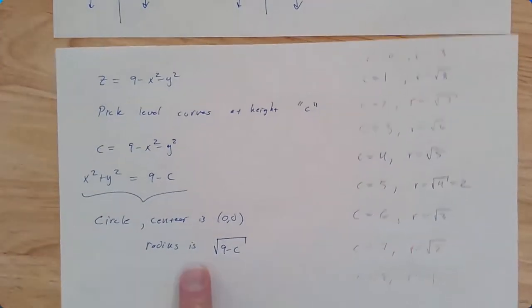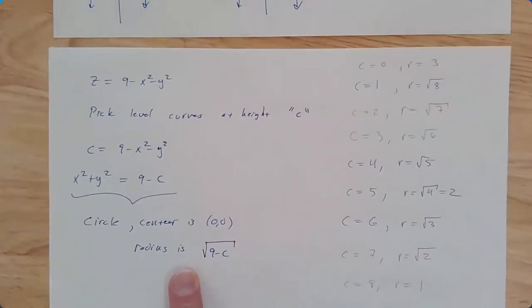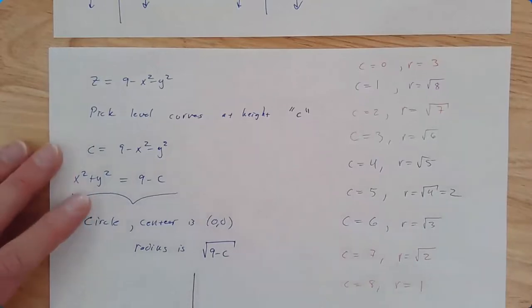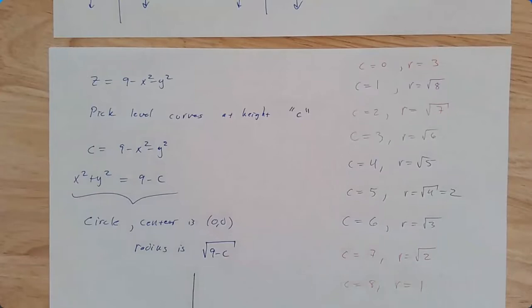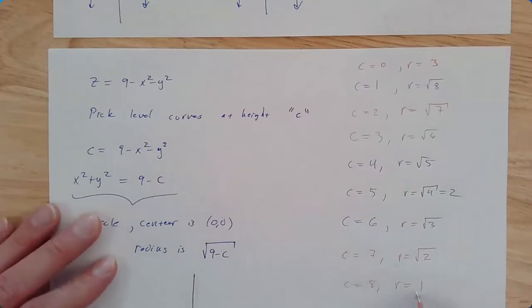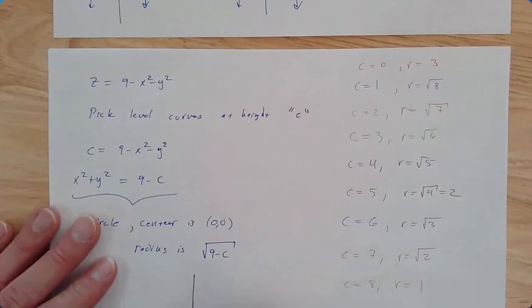What people do with this is they make a level curve graph, or for lack of a better term, a topographical map of your curve. So I'm going to try and draw this so it's not too terrible. I might not graph all of those because it's too many to graph. So when C is equal to 8, I get a circle of radius 1.